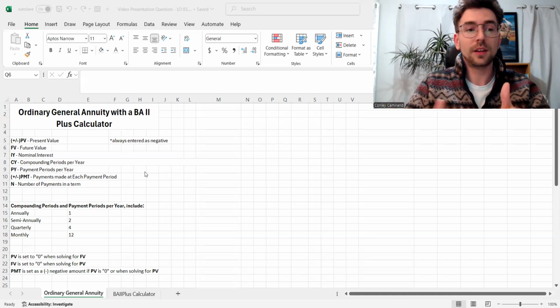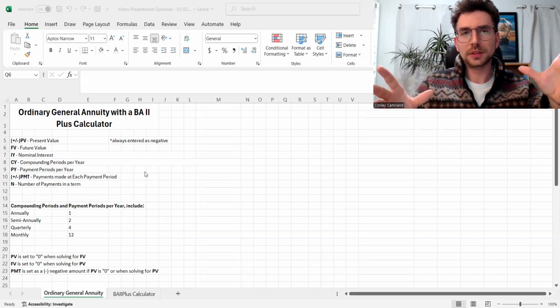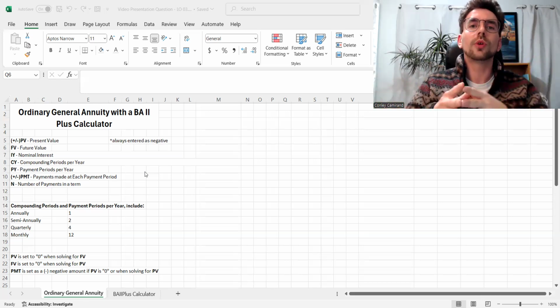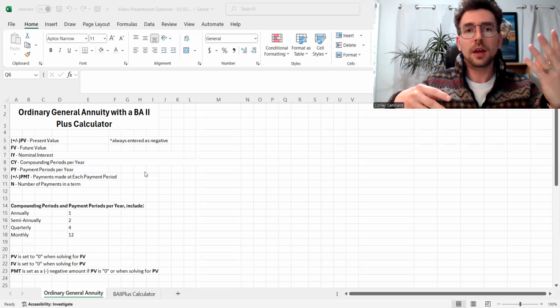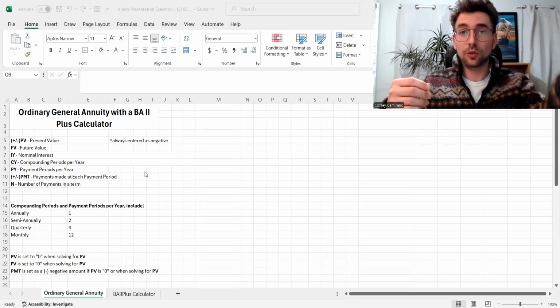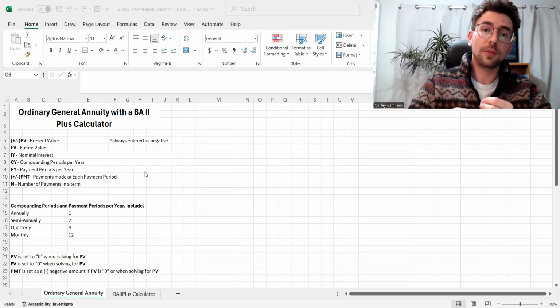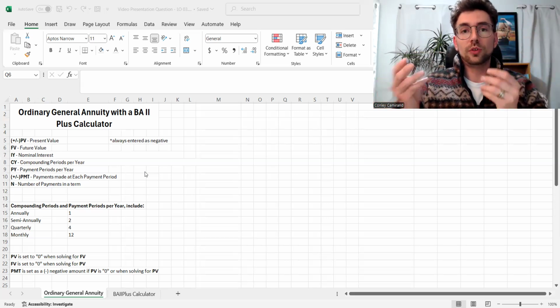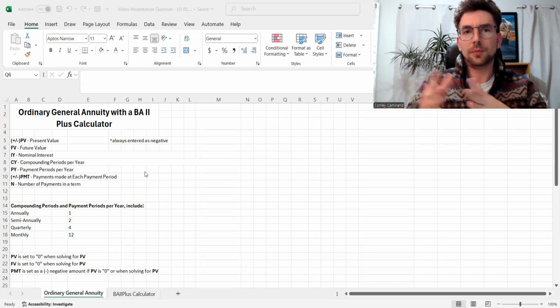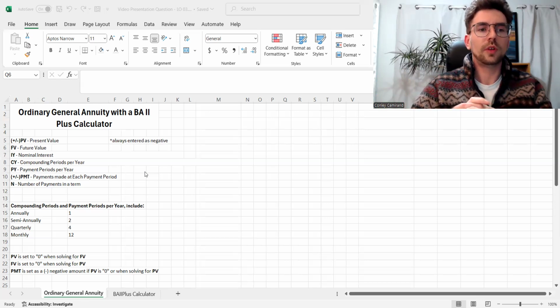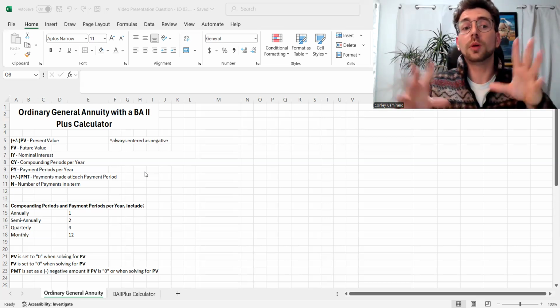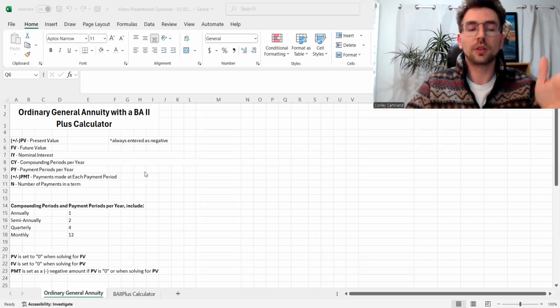Next, we have N, which is the number of payments in a term. More simply put, the total amount of payments throughout the entire term, the entire defined time that you are making these payments to, or receiving these payments from, somebody. It's always at the end of that payment period that the payments get made. So N is the total number of payments throughout the entire term.